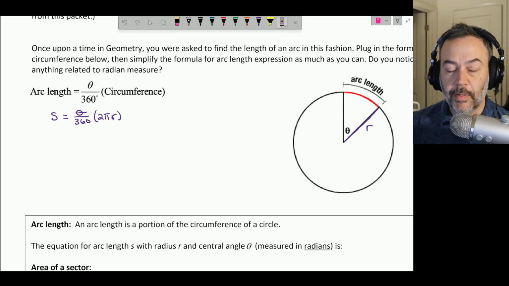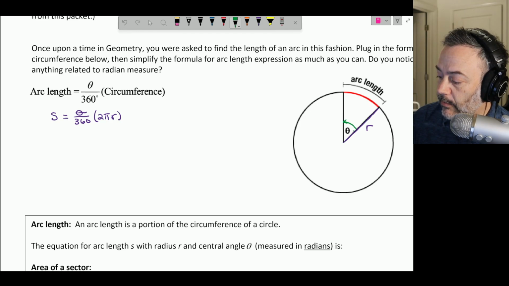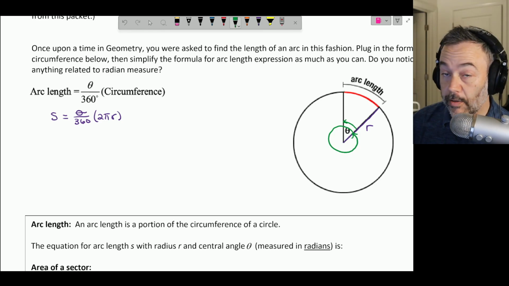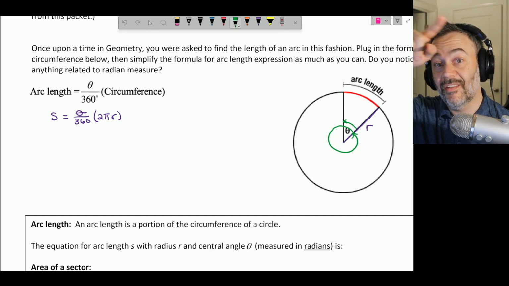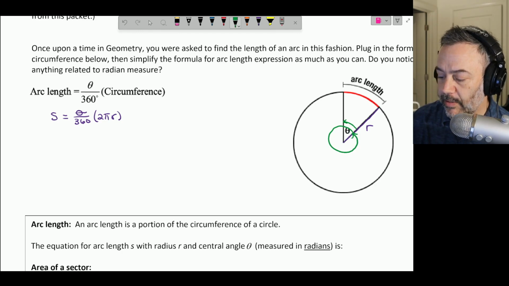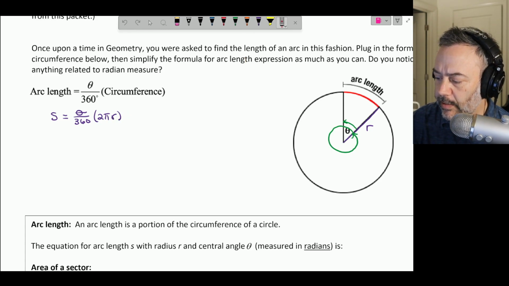Now, why does this just make sense intuitively? Theta over 360 is a ratio of the circle. So theta is this angle in degrees, 360 is this angle. So what fraction of the circle is represented here? On what fraction of the circumference is the red arc? Well, the fraction is whatever the angle theta is divided by 360. And we multiply that fraction by the entire circumference, and we get the arc length. Okay, so this is the formula in degrees.